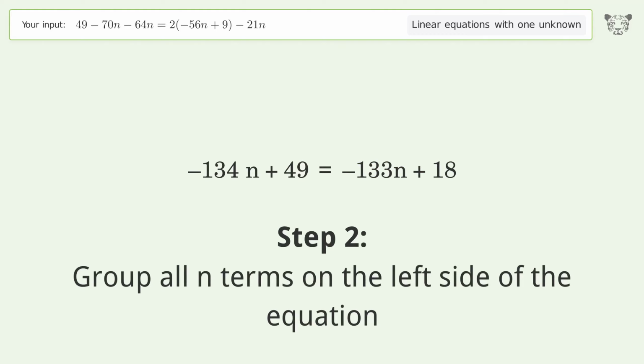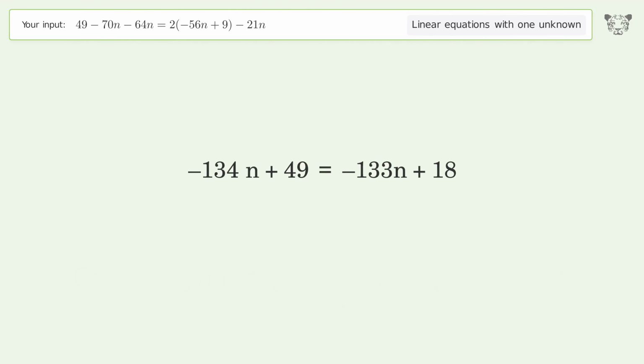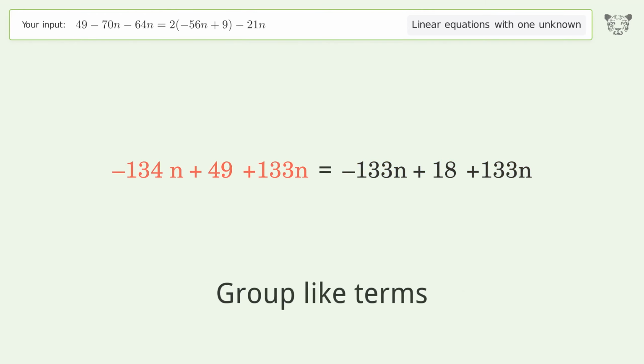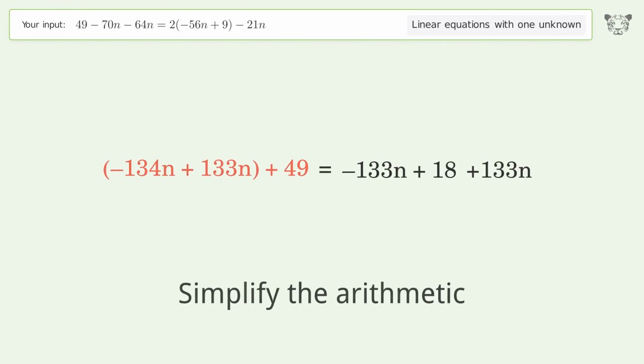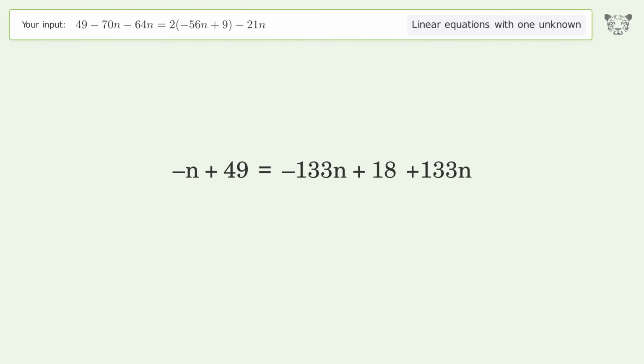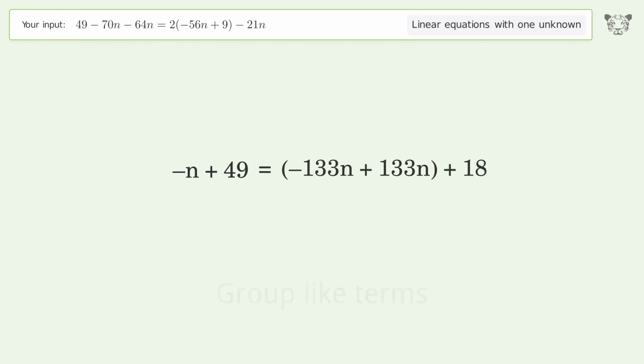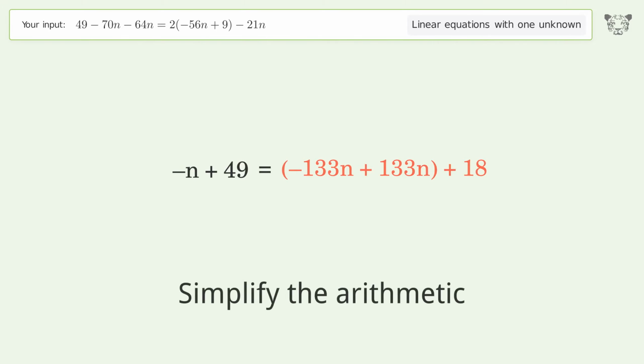Group all n terms on the left side of the equation. Add 133 to both sides. Group like terms. Simplify the arithmetic. Group like terms. Simplify the arithmetic.